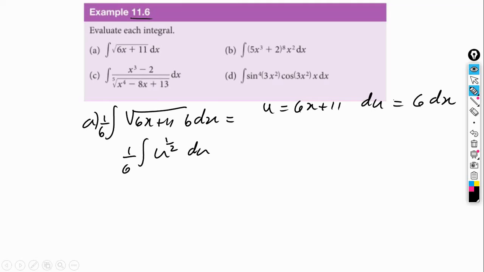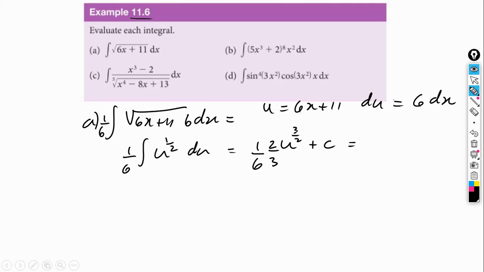And then this is easy to do because we know that this is going to equal 1/6 times u to the power. In this case, if we add 1, remember that we're going to get 3/2. But also we have to divide by 3/2. But that's the same as multiplying by 2/3, right? Dividing by 3/2 is the same as multiplying by 2/3, and then plus c.